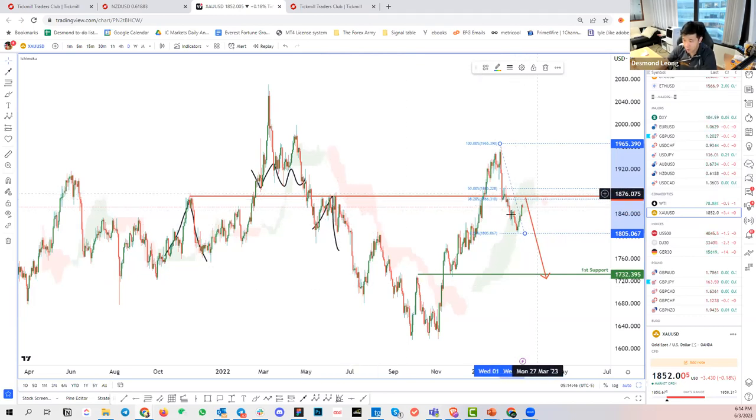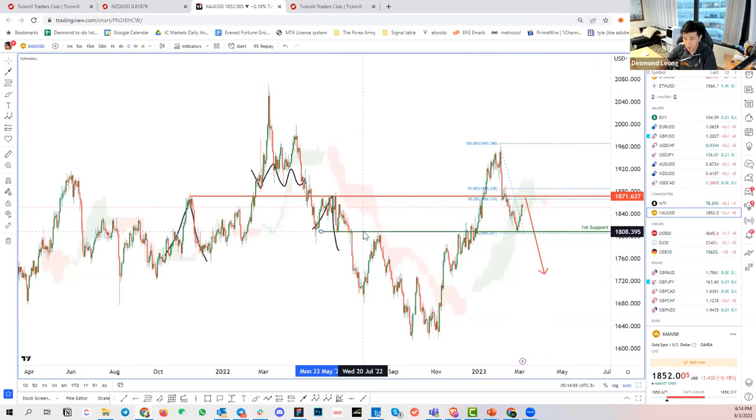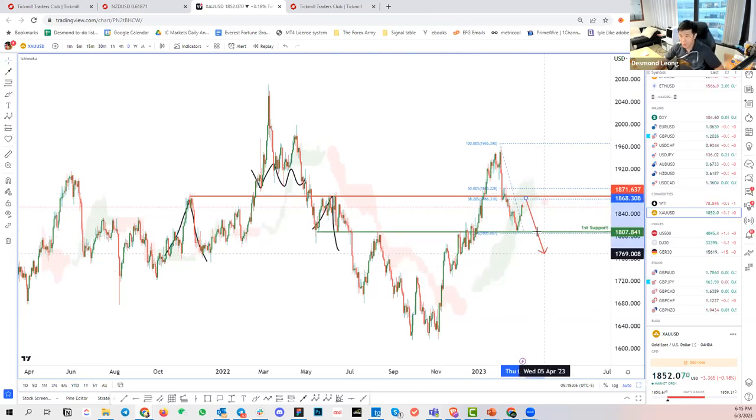We expect prices to drop further, right? Playing the move all the way down to this first support level. But if you're a little bit more conservative, you can just play it to this level and it should minimally be enough. Playing prices down to this support level should be enough already, but if you're a little bit more ambitious, you can play even further down.